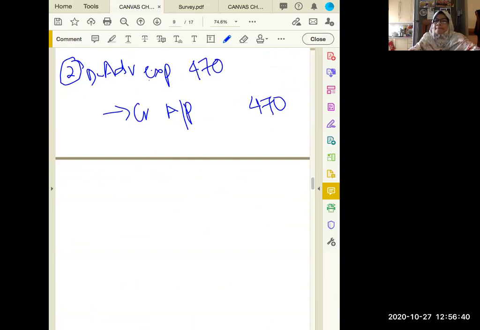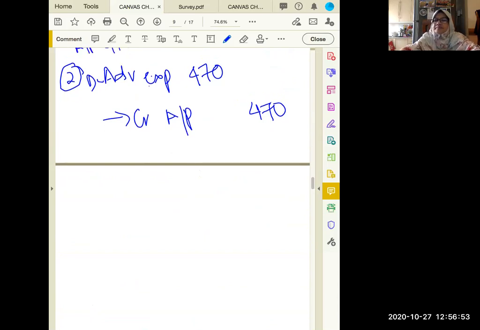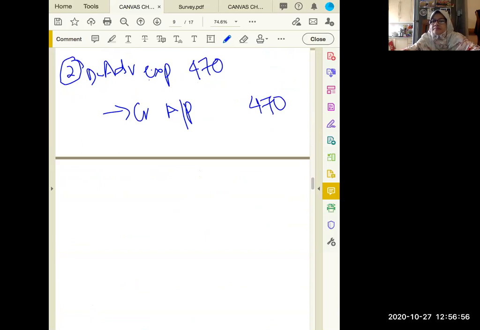Okay, and here you purchase supplies. The supplies are supposed to be used in the next 3 to 4 months. So in this case supplies become an asset first. It's an asset, so you debit your shop supplies and credit your accounts payable.